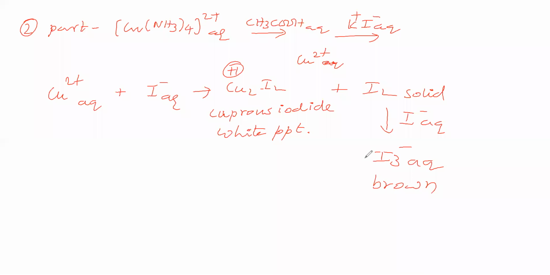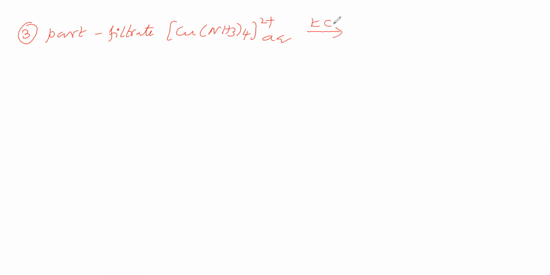Now we will go for the third test for copper. We will take the third part of the filtrate. The filtrate contains the complex Cu(NH3)4 2+. To this we are adding potassium cyanide drop by drop, till this blue color disappears.